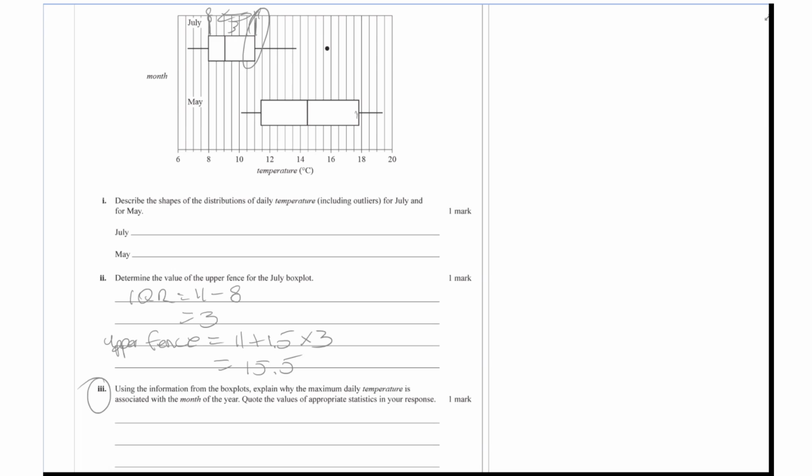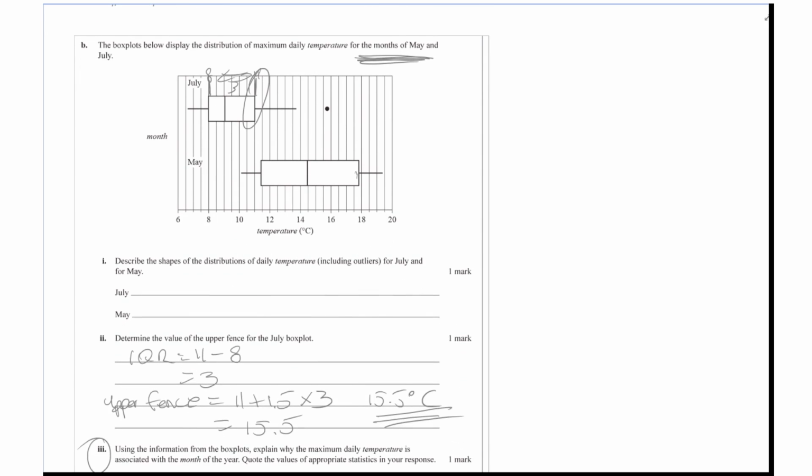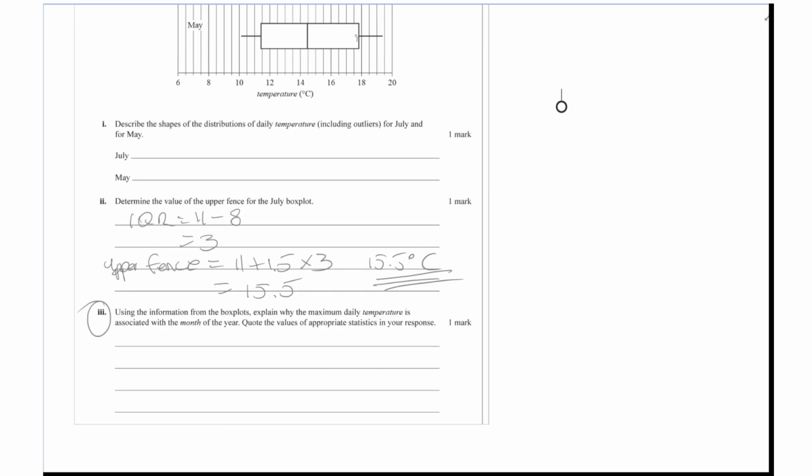Because it's the upper fence, you have to be very specific. You have to say that the upper fence is 15.5 degrees Celsius. Remember to do things like that throughout your exams. It has to be that exact value. Now, this is the one where I was being very pedantic about what I was trying to say at the top. If you have any issues, come and see me again and I'll go through it with you.